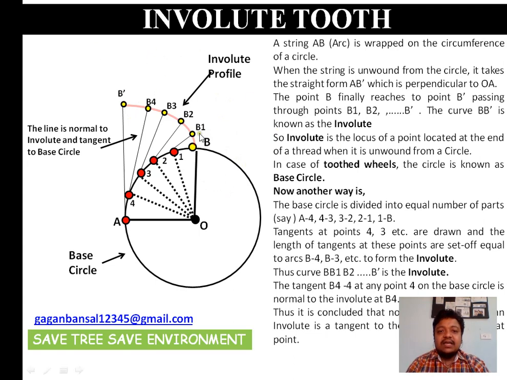What are the 3 ways? One is when the line is rolled over the circumference of the circle. Another is this one, when we unwound the thread. Another is when we draw the tangents from different points of the arc and join the points, it gives us the involute profile. Clear?